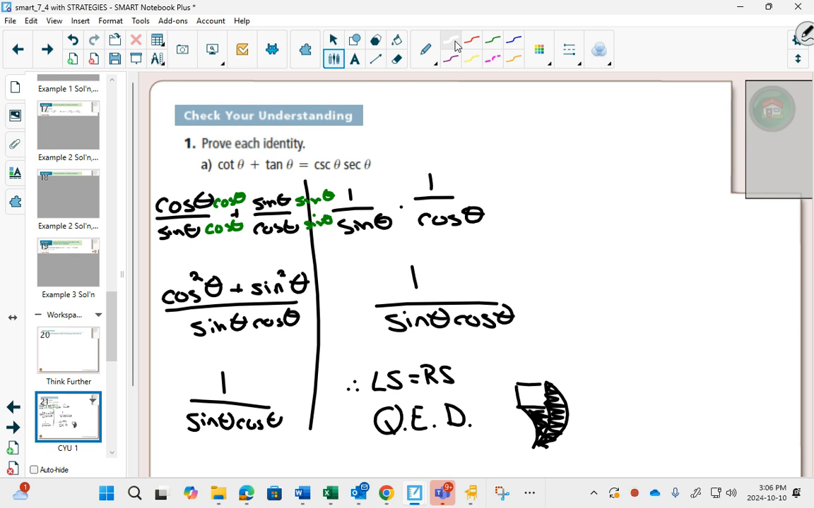Yes. Is there like a page with like a list or any like showcase of CSC equals 1 over sin theta? Yes. It's in our notes, in our book. And it was in section 7.3 on page 686.